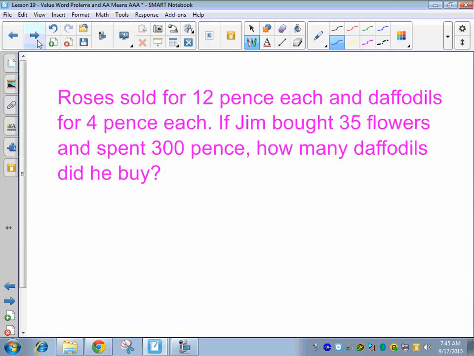Okay, so next problem, same type of thing. Roses sold for 6 pence each, and daffodils for 4 pence each. If Jim bought 35 flowers and spent 300 pence, how many daffodils did he buy? So one is the value, the total value, and the other one is just the total number of flowers. All right, so who can give me one equation here?